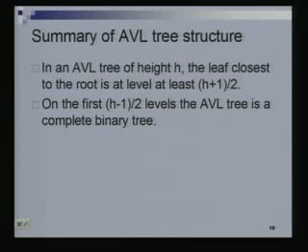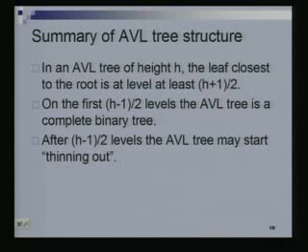This doesn't require a proof. I'm just rewording what I had said earlier. We also saw that on the first (h-1)/2 levels, the AVL tree is a complete binary tree. So this is what an AVL tree looks like essentially. For the first half of the levels, it's complete, very dense. And then it starts thinning out. If you turn the tree around, with the root at the bottom, initially it's dense and then it kind of thins out to the full height.